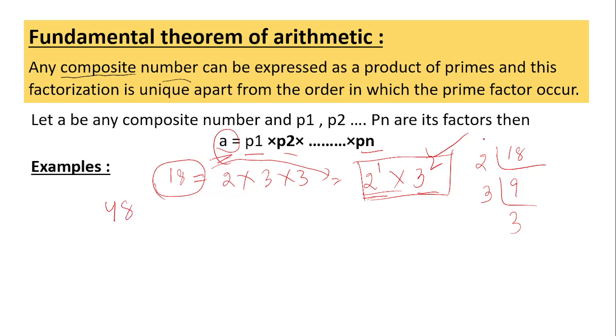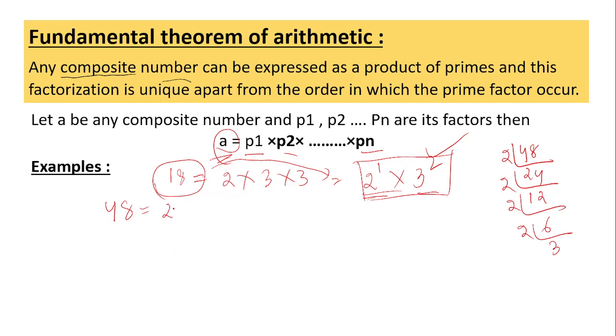48. Just take the prime factors of 48: 24, here 2, 12, 2, 6, 2, 3. So 48 can be represented as 2 into 2 into 2 into 2 into 3, or this can be represented as 2 into 4 into 3. So the first part is clear, that every composite number can be represented as the product of primes.